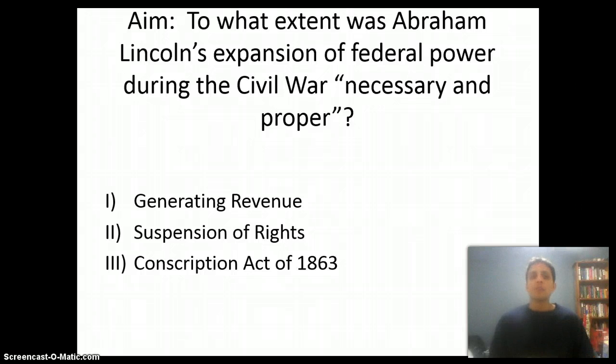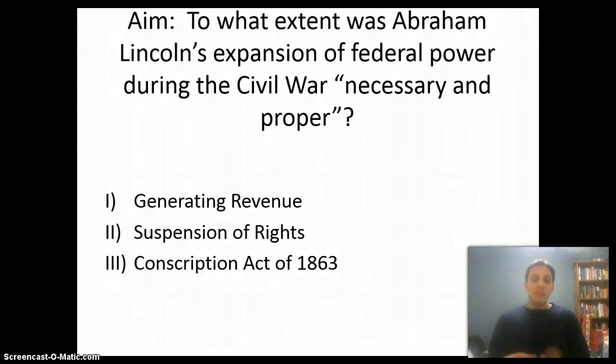So what we're going to take a look at is how he expanded federal power, and we're going to look at three different aspects: Lincoln and the federal government generating revenue during the war, and how that led to an expansion of not just Lincoln's power, but the federal government's role in America and their role in society. Suspension of rights, because there is going to be a suspension of different rights that Americans are granted under the Bill of Rights and under certain amendments during the Civil War. And then finally, a look at the first draft in American history and how that really just expands the role of the American government in the average person's life in the country.